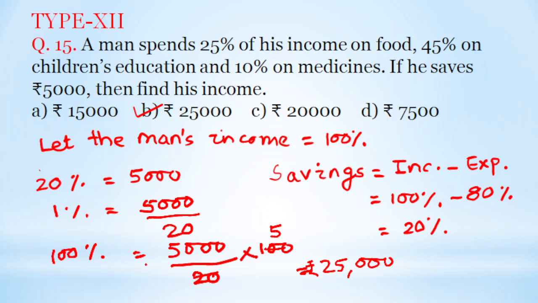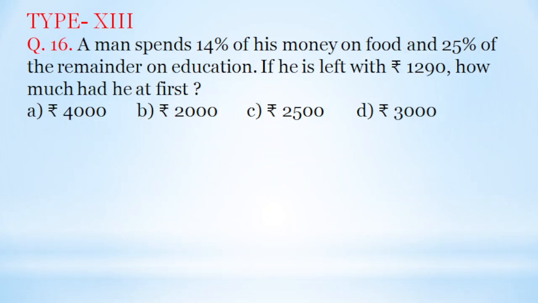Now next question. This is one of the important questions that is frequently asked in different types of exams. Type 13, question number 16. A man spends 14% of his money on food, 25% of the remainder on education. If he is left with rupees 1290, how much had he at first?